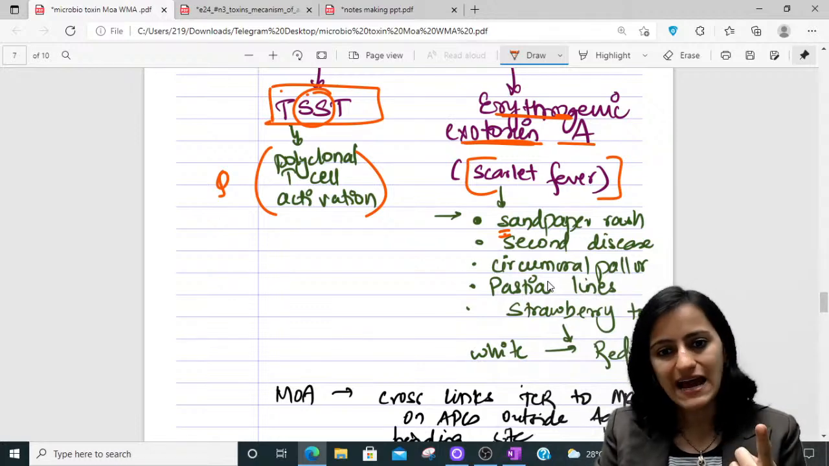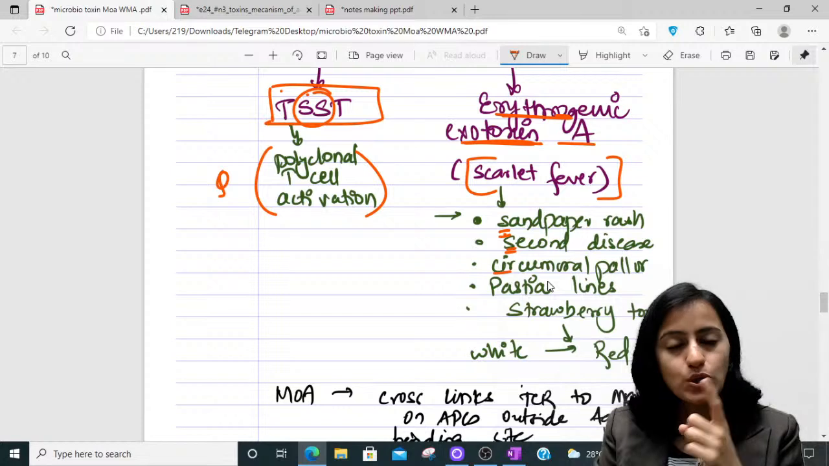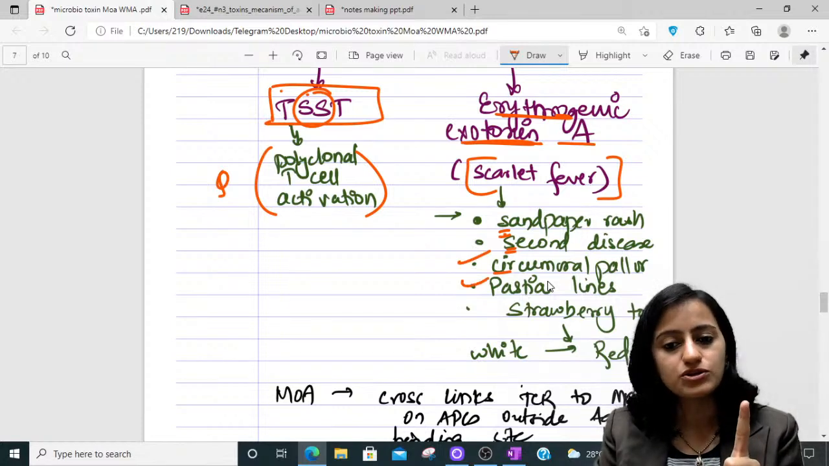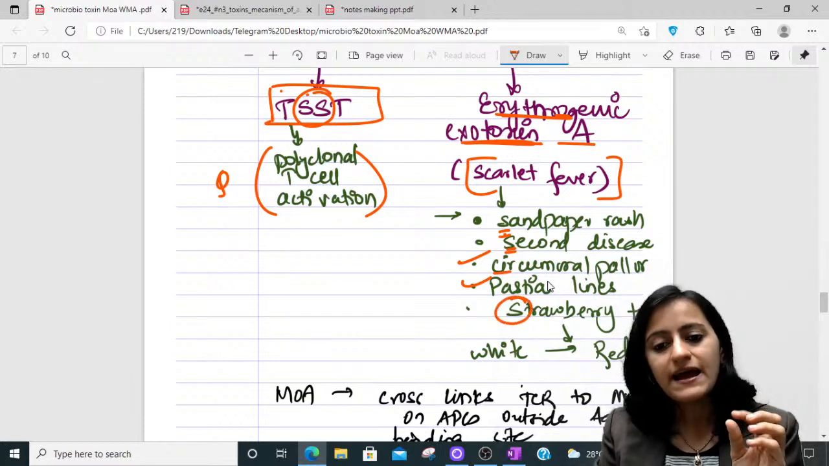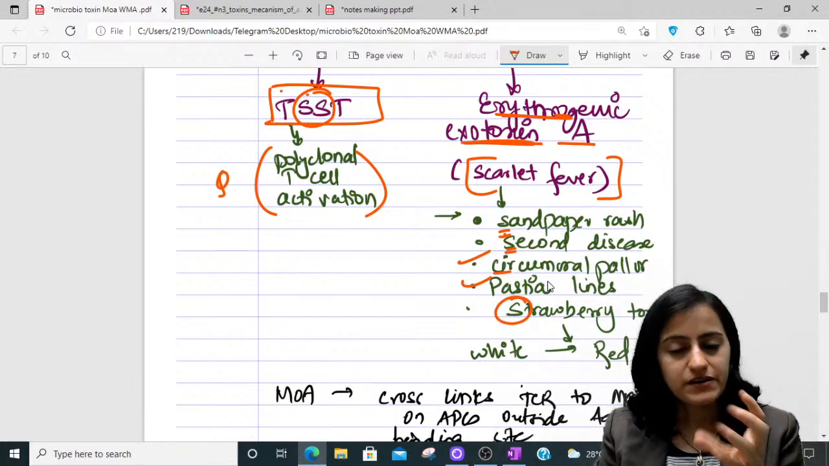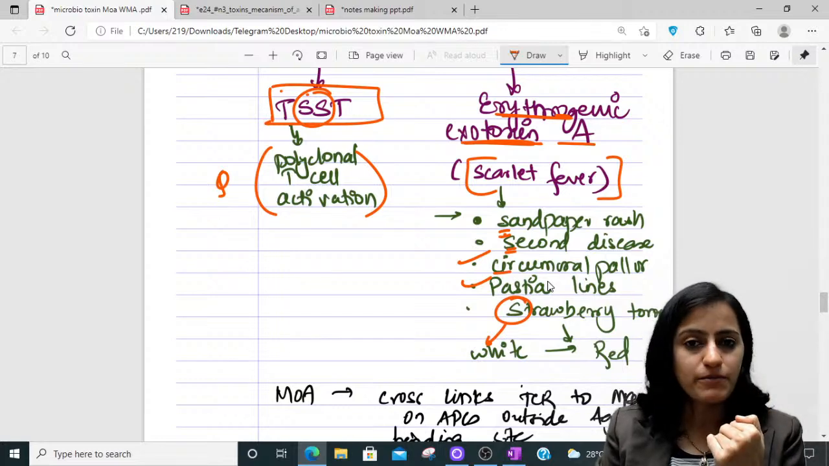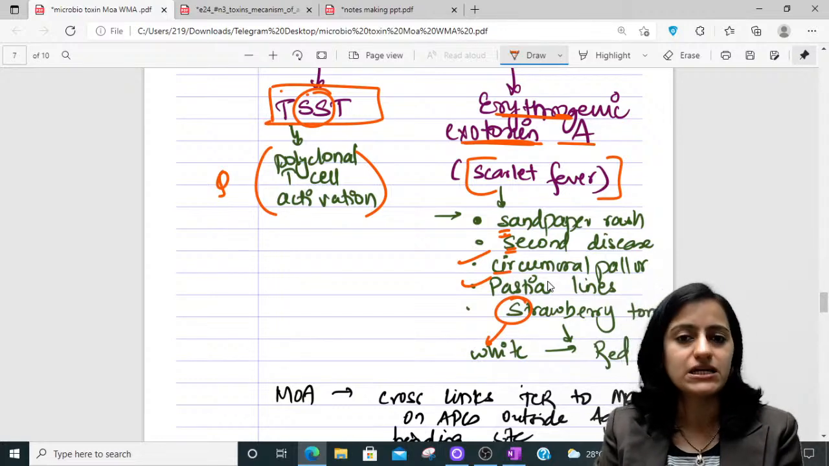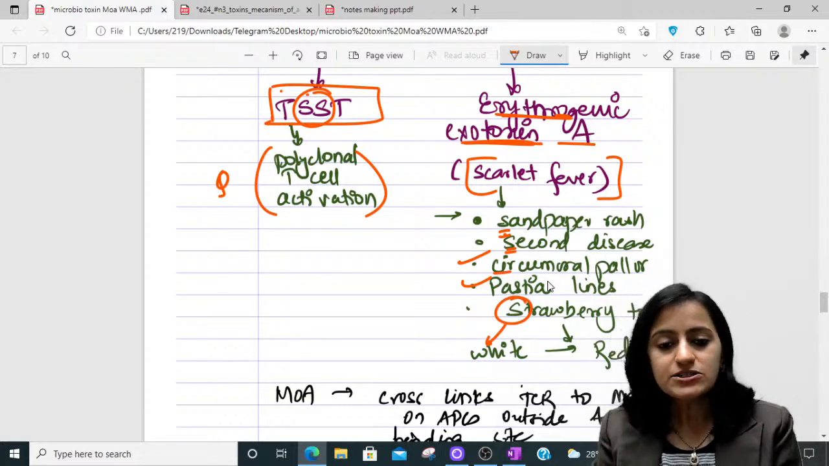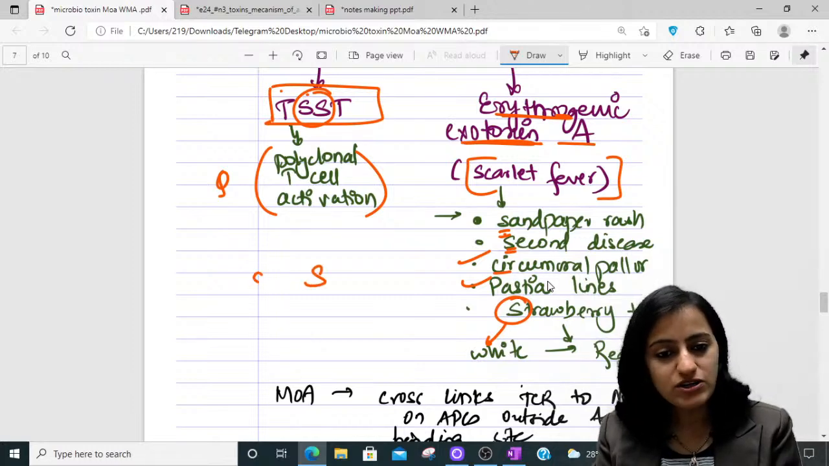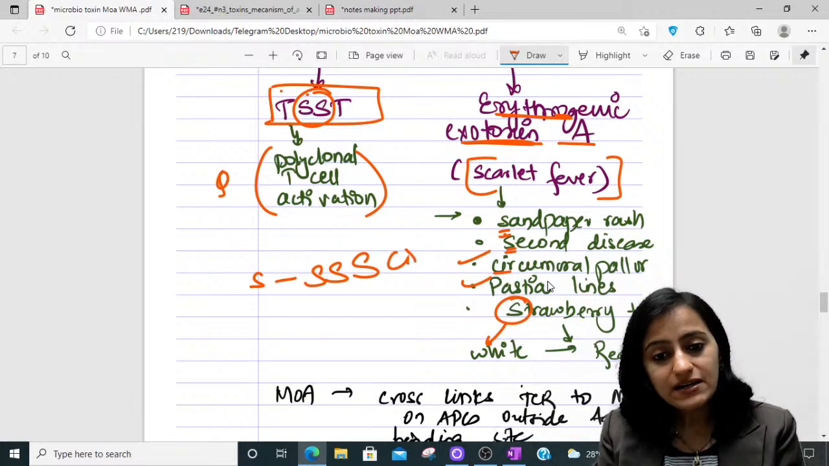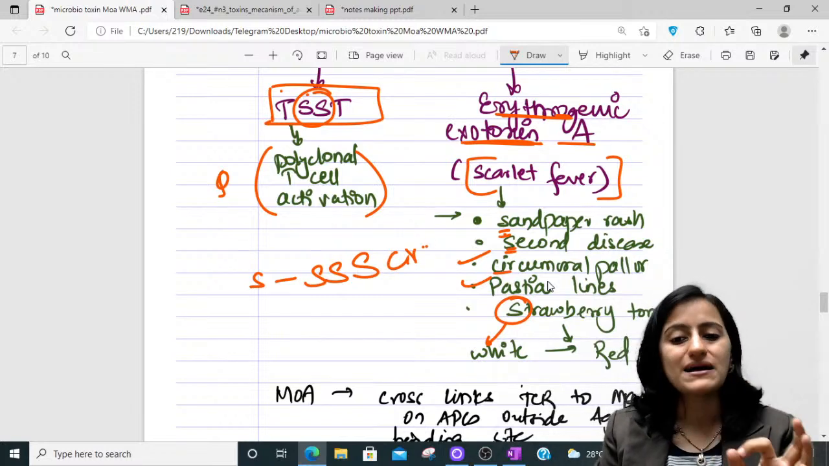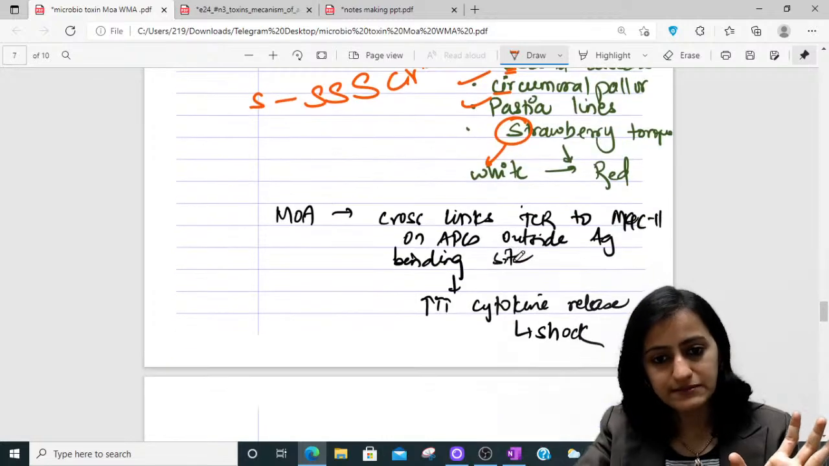S for S, sandpaper rash. It is also called second disease. You have circumoral pallor, an important clue in the question. You have Pastia's lines in the folds, very important. And there is strawberry tongue. First it is your white strawberry tongue, and then it turns red. So remember, sandpaper rash for scarlet fever, second disease, strawberry tongue, circumoral pallor, and your Pastia's lines. These are the important points.